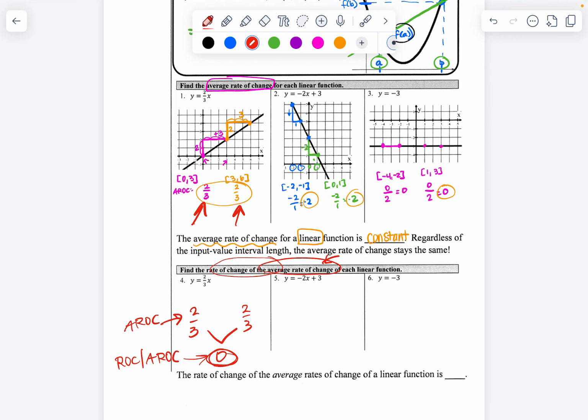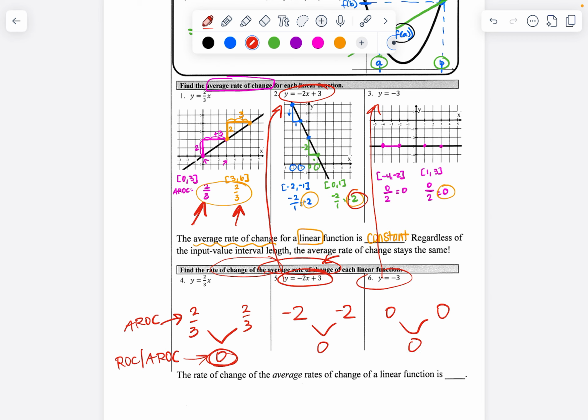If I look at the average rate of change for this, notice how this is the same equation as this one up here. So if I look at my first interval, from -2 to -1, the average rate of change was -2. From 0 to 1, it was also -2. So what's the change between those two? It's also 0. If I look at this one up here, it's the same as this one. From -4 to 2, the average rate of change was 0. From 1 to 3, the average rate of change is 0. The rate of change between those two average rates of change is also 0.